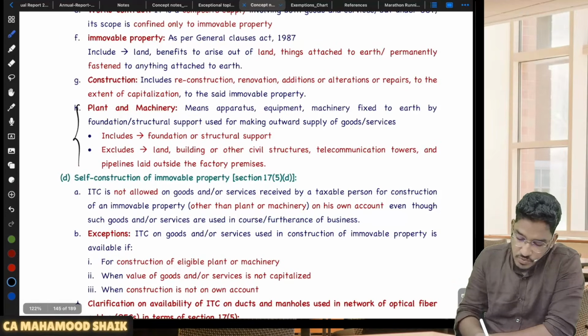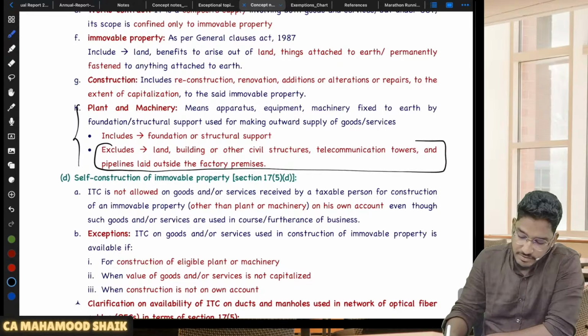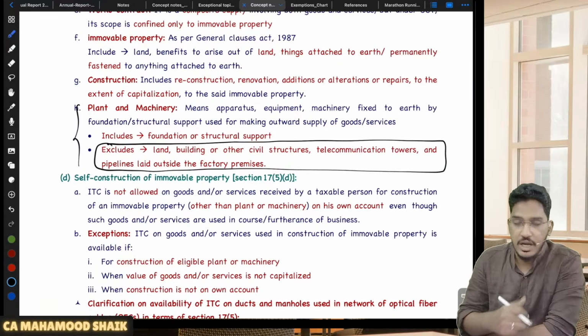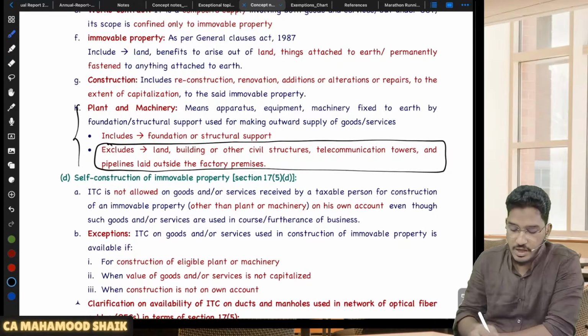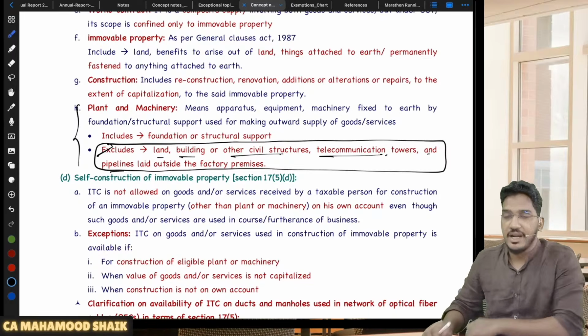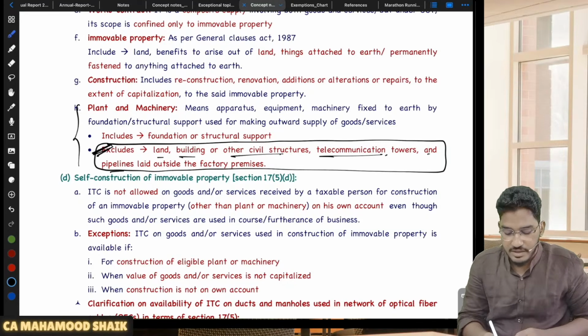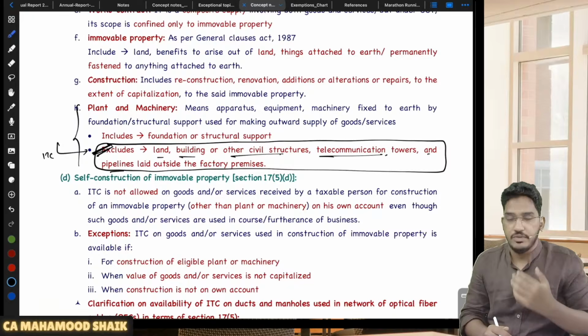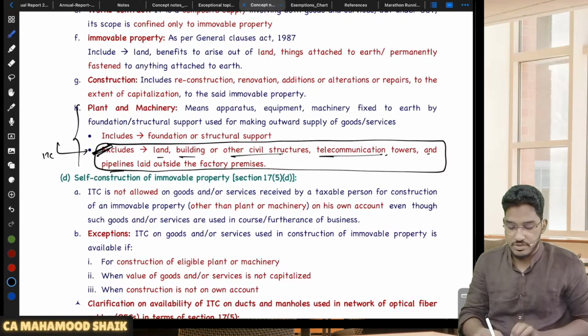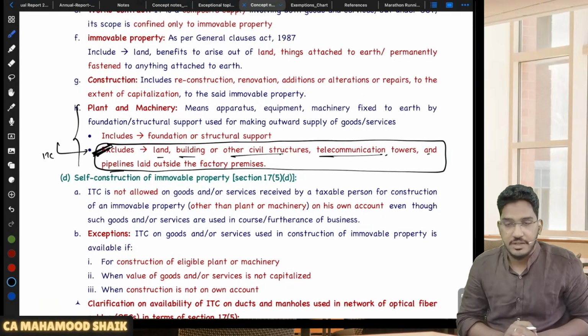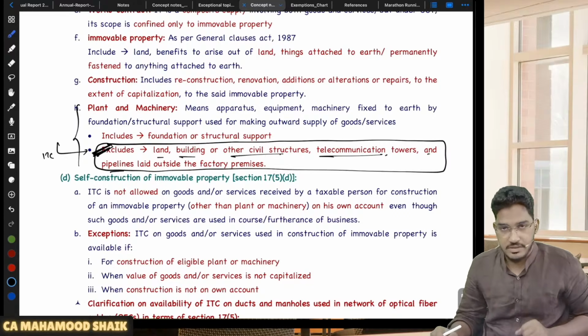In that plant and machinery also, what is excluded in the plant and machinery, you have to be very careful. Here they can twist it and pose you a question in the form of MCQs. So what is excluded from the plant and machinery definition? Land, building, civil structure, telecommunication towers, and pipelines laid outside the factory premises will never fall under the plant and machinery definition. Since they fall outside of the plant and machinery definition, ITC will be blocked on these, either if you are getting works contract services or you are doing self construction. So whatever is excluded from the plant and machinery definition, on that you can't avail ITC.